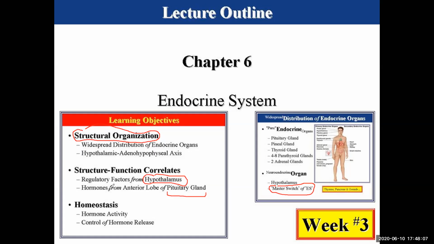And then under homeostasis, we're going to go over some feedback mechanisms used to release hormones. So we do have, for example, reflex. When we think about reflex, we just think about the nervous system. But in the endocrine system, we do have endocrine reflexes as well. So we're going to go over that.